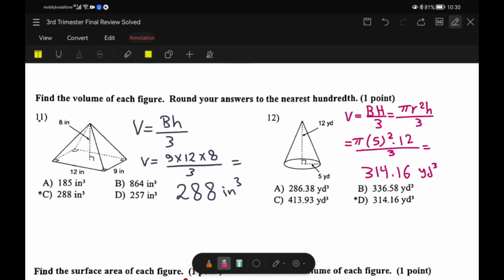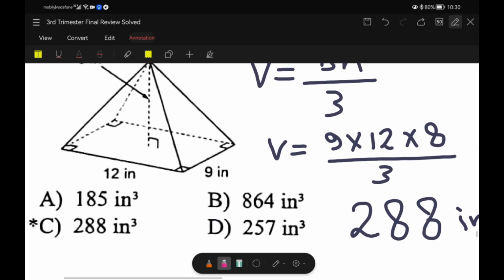Find the volume of each figure and round your answers to the nearest hundredth. To find the volume of any pyramid or cone, we have to use the same rule: volume equals the base area times the height of the shape over 3. Look at that shape, look at its base. What kind of base is that? Yes, well done, it's a rectangle, because the length is different from the width.